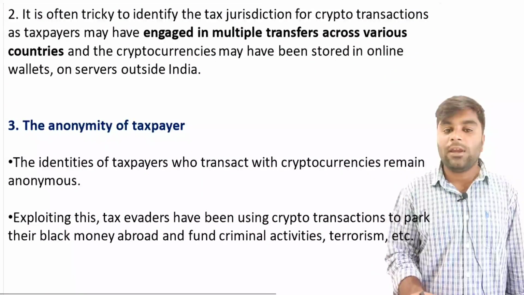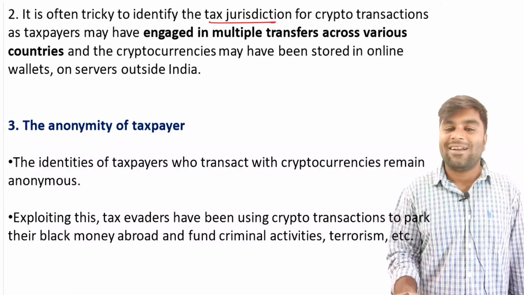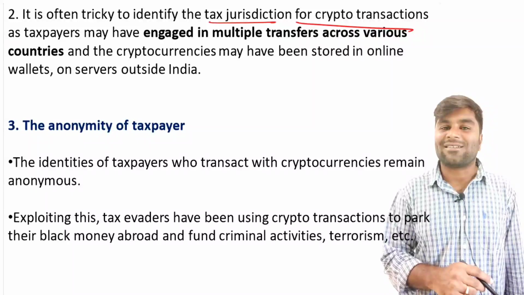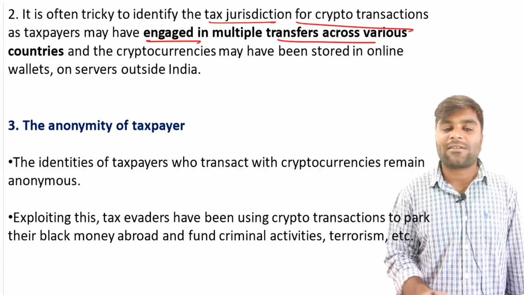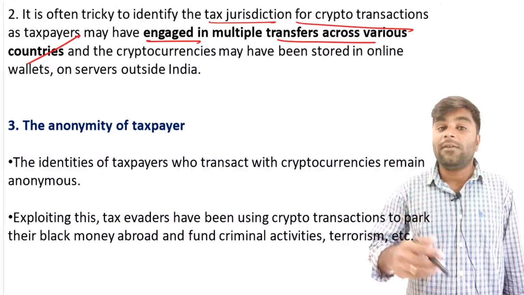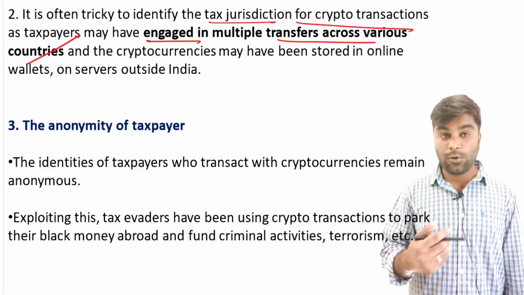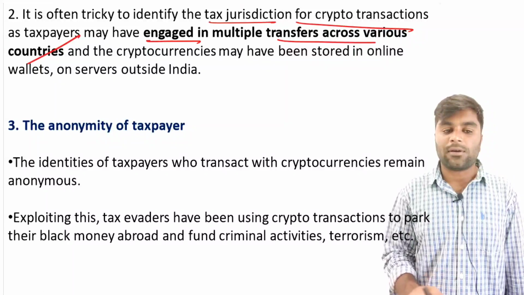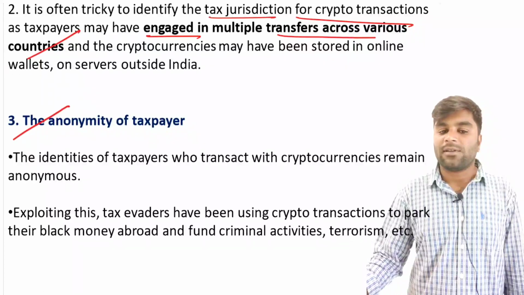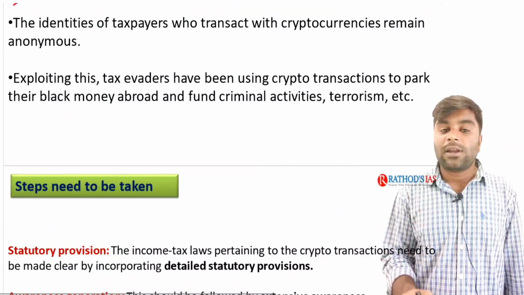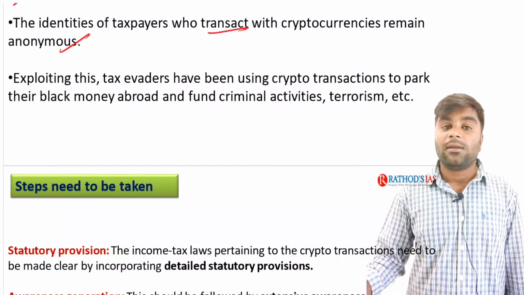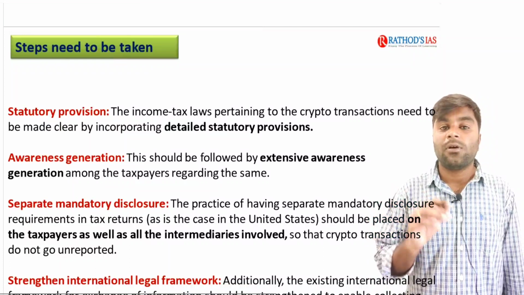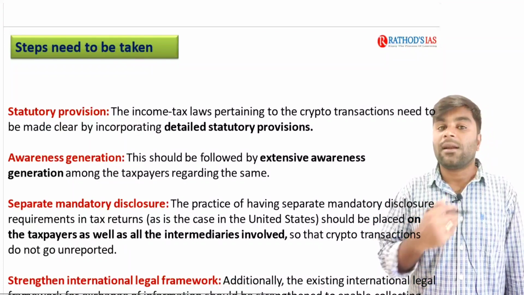It is often tricky to identify the tax jurisdiction for cryptocurrencies. Right? As the taxpayers may engage in multiple transactions across various countries. So, identifying the tax jurisdiction for cryptocurrencies is also very much important. The anonymity of taxpayers: the identities of the taxpayers who transact with cryptocurrencies are anonymous. Right? These are very much important challenges which are faced by the country currently.